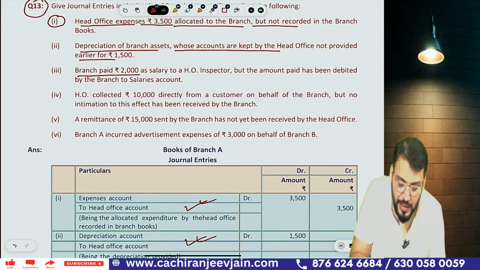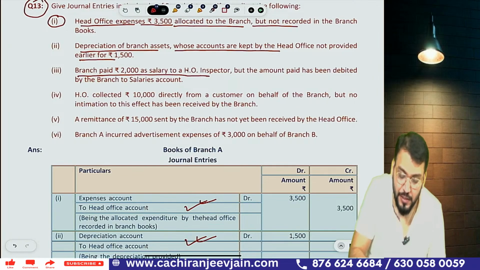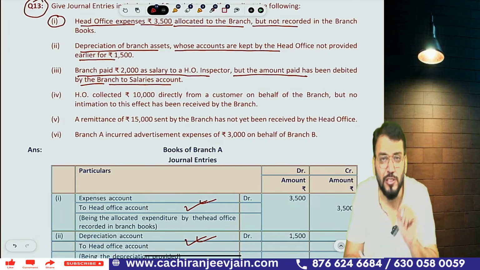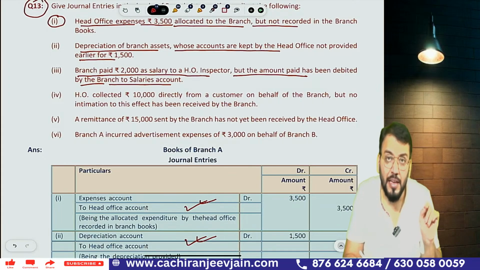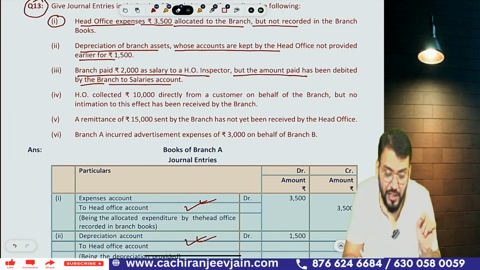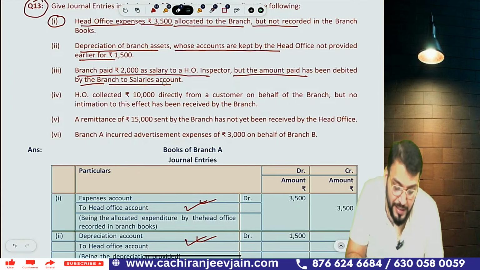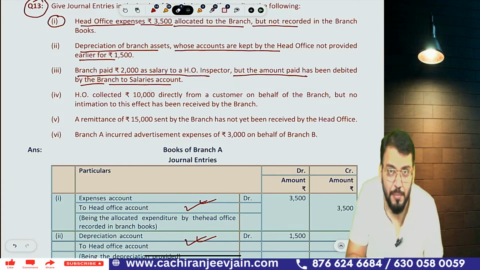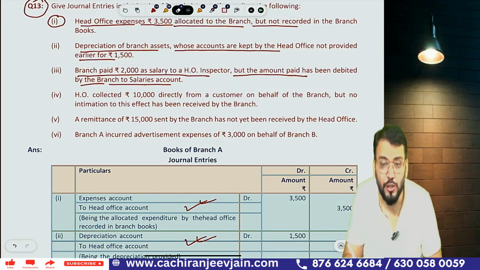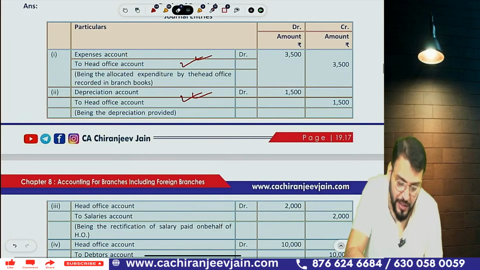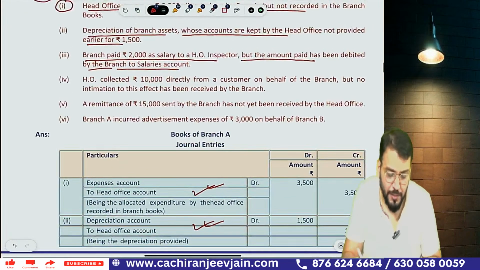Branch paid 2,000 as salary to HO inspector. The branch paid salary to HO inspector, but the amount paid has been debited to the branch's salary account. So we need to reduce the salary expense. What journal entry will we do? They have debited the salary account. This amount is now recoverable from HO. So HO account debit to salary account. I think this also you have done correct.